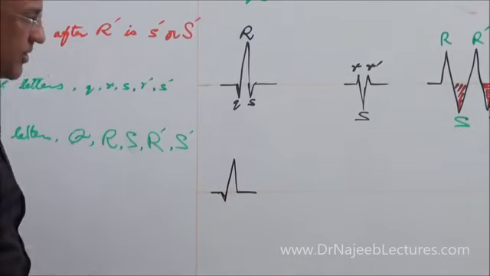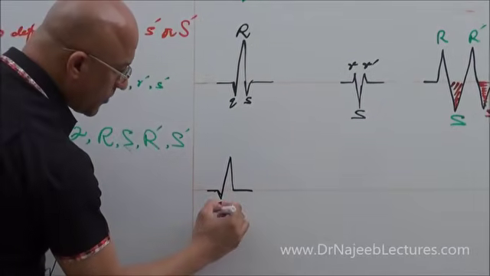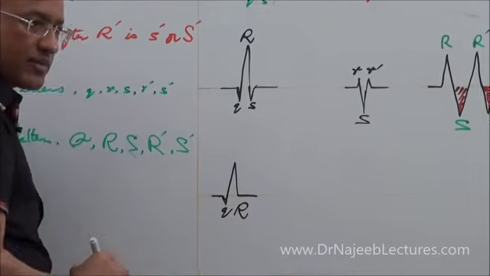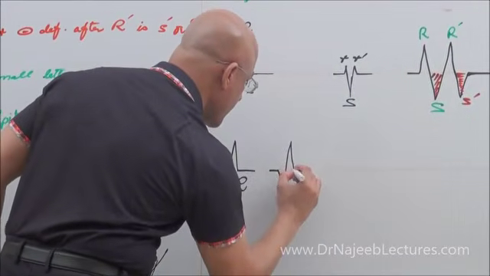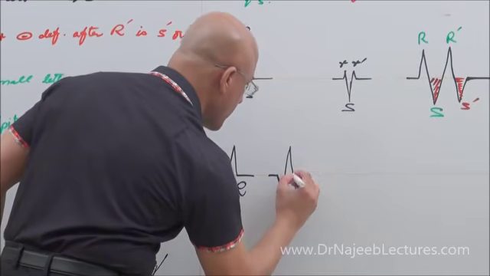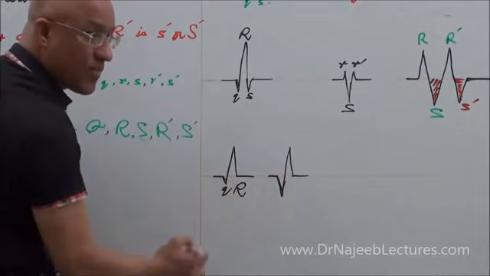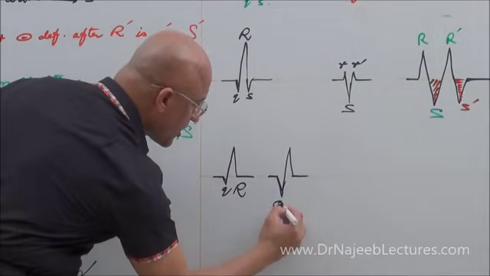Now what is this? This is Q and this is R complex. And if I make it like this, both are large. So what is this? Q and R.